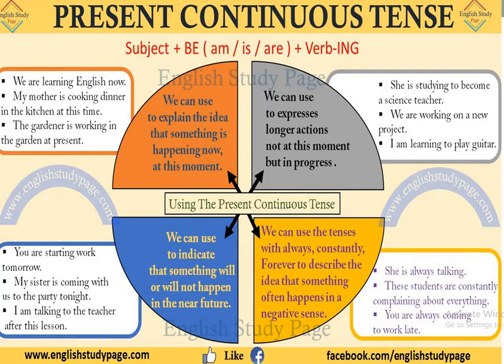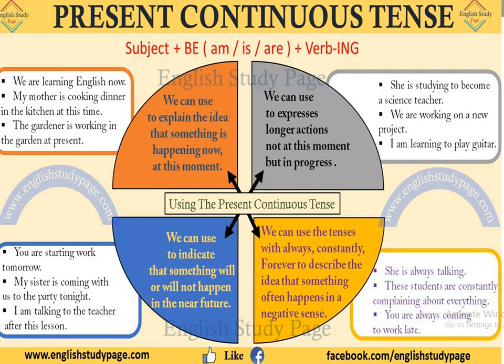Like, you are starting work tomorrow. My sister is coming with us to the party tonight. So this is an incident that is going to happen in the future, but here it will happen later, that is, this incident will take place in the future. So for that also we use the present continuous tense.